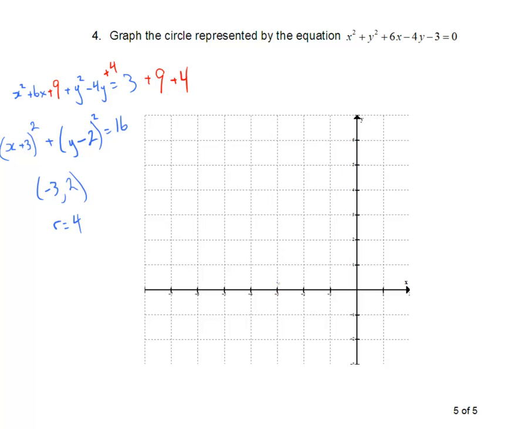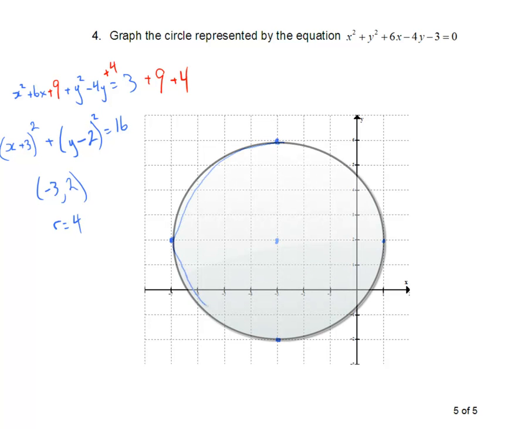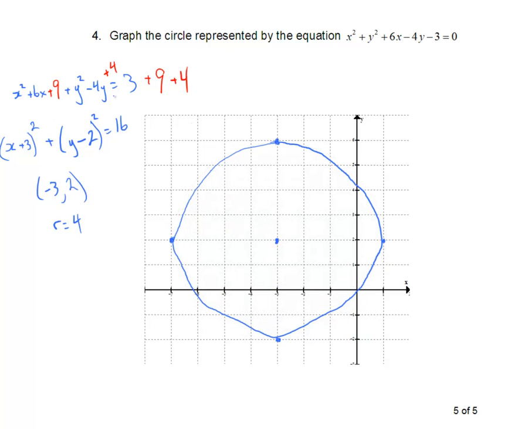Negative 3, 2 is 1, 2 here, and we need 4 in every direction. So 1, 2, 3, and 4. 1, 2, 3, 4. And we connect these with a circle and see if we can do a bit better this time. Looks more like an oval, but again, it's only a sketch. So there's a circle that is represented by the equation given in this form, which we complete the square to get in this form.